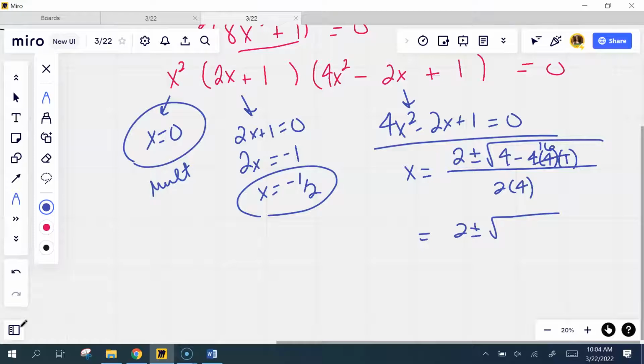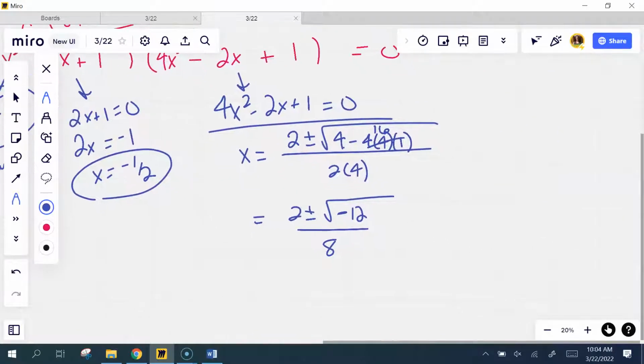4 minus 16 is negative 12. And I'm going to come off to the side to do this negative 12 to show you what happens here. The first thing that happens is I have an i that comes out. And now I can break it down. How's it break down? 4 and 3. So it's the square root of 4 and the square root of 3.